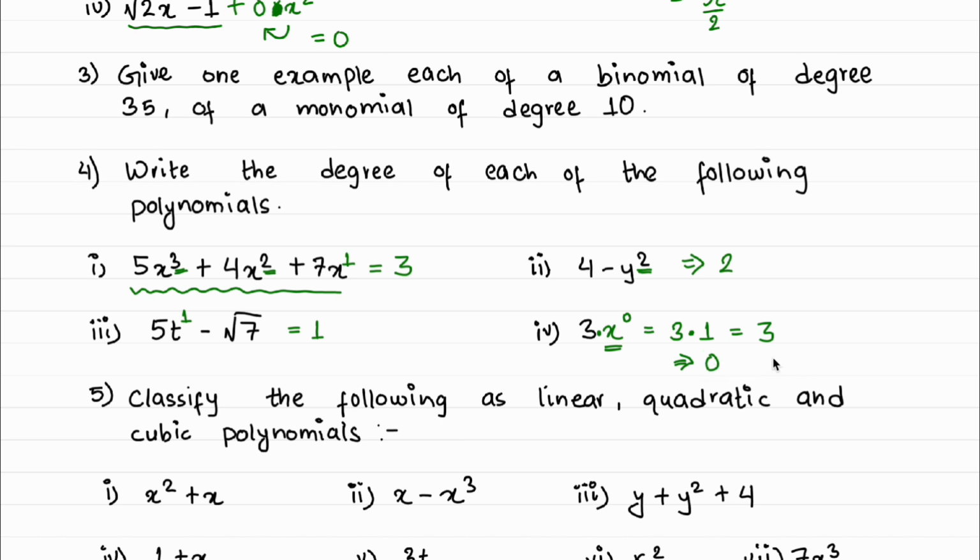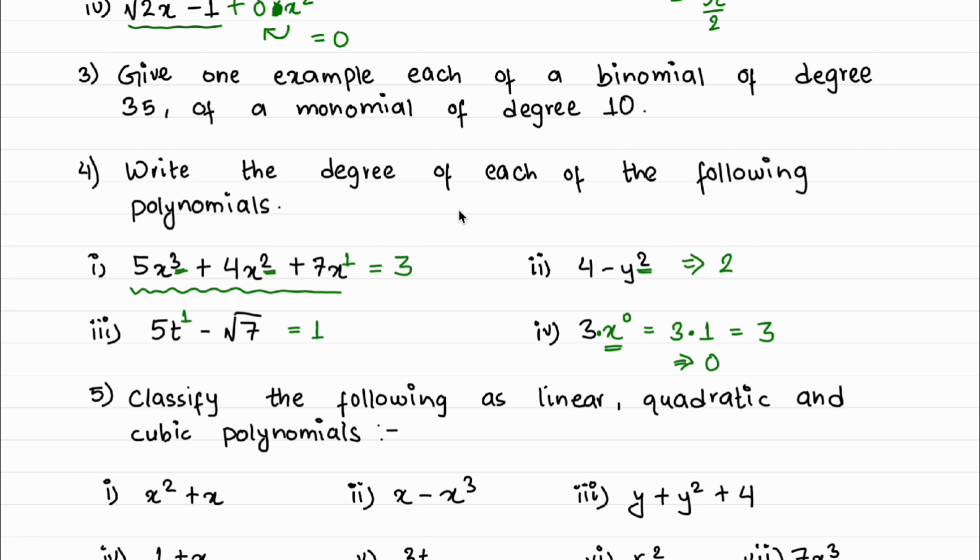And done, okay? This is our fourth question. We just wrote the degree. Degree is just the highest power of variable present in a polynomial. Now we know what a degree is. For our third question, we also need to know what a monomial and a binomial is.